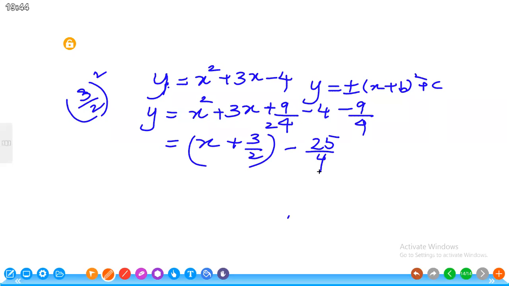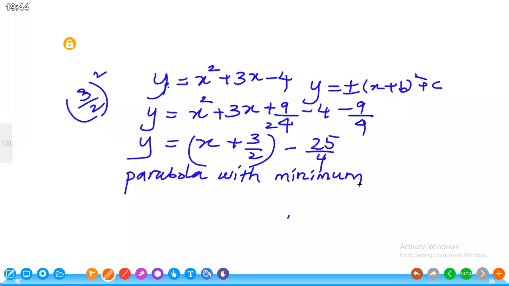Now we have converted into the form plus or minus (x plus b) whole squared plus c. After that, we can find the characteristics easily. First, the nature of the graph of the function: the nature of the graph is a parabola with minimum, because the coefficient of x squared is positive. The equation of the axis of symmetry, x is equal to minus b, so x is equal to negative 3 by 2. The minimum value is negative 25 by 4.